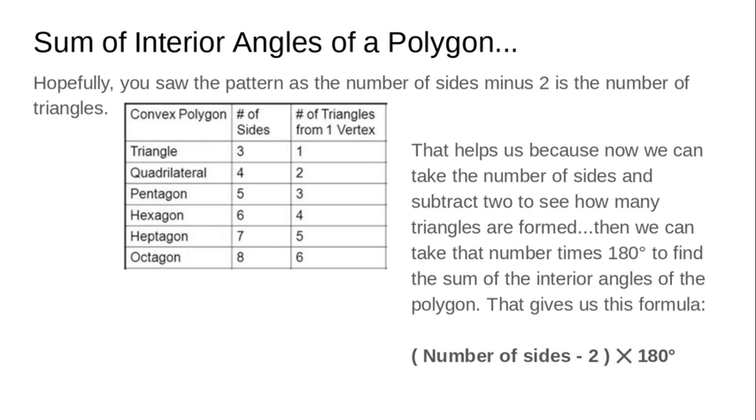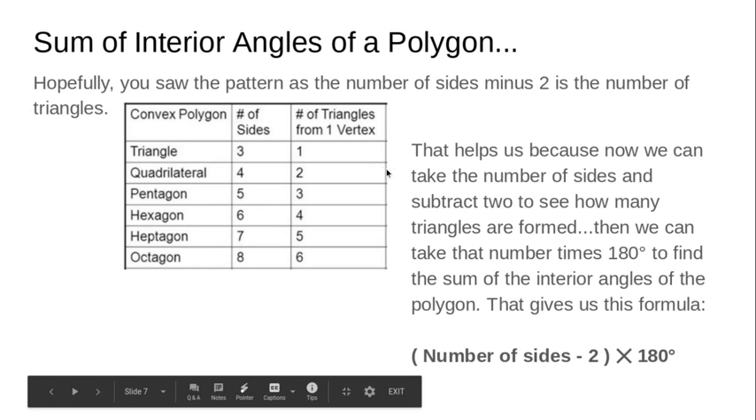Hopefully you saw the pattern was the number of sides minus 2 gives you the number of triangles. In other words, the number of triangles is 2 less than the number of sides. Now, why does that help us? Because we know that we can take this number of triangles and times it by 180.